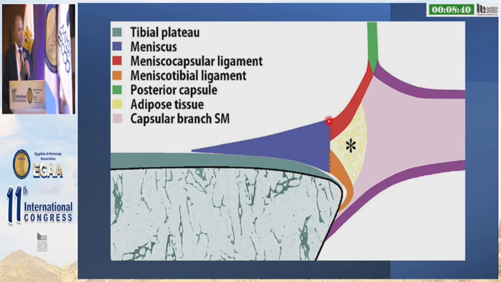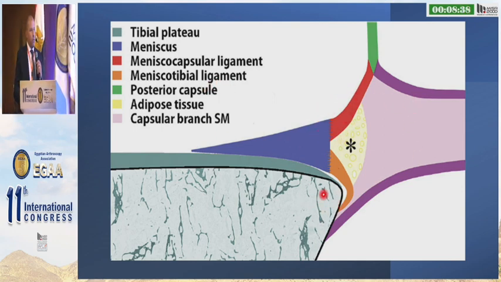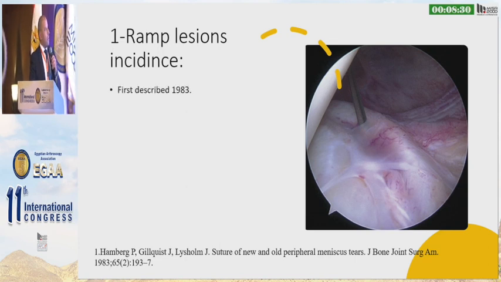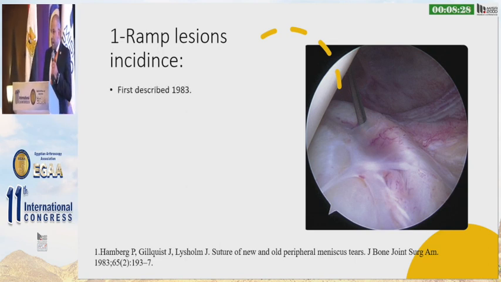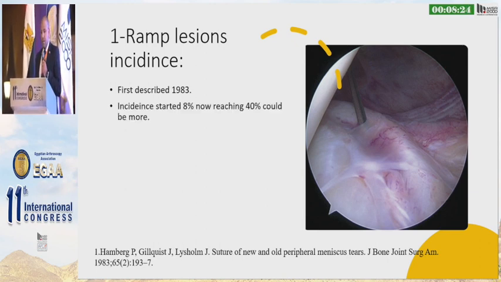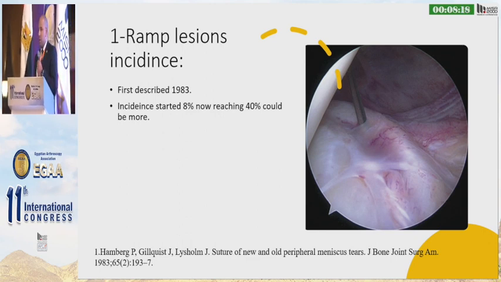This is the meniscocapsular ligament, and this is the meniscotibial ligament, and this is the arm of the semimembranosus muscle. The ramp lesion was first described in 1983, and it was not popular at this time. The incidence started from 8% and is now reaching 40% and is increasing because of awareness of the lesion. People start to know this lesion more and more.